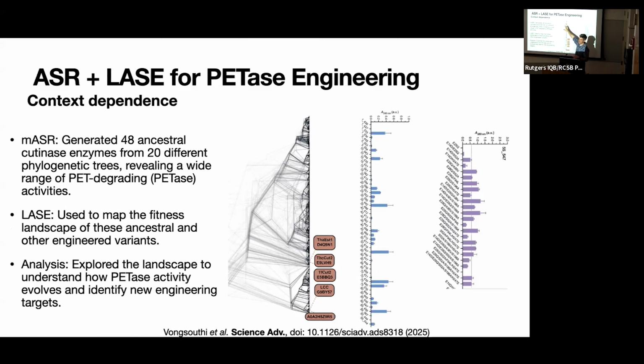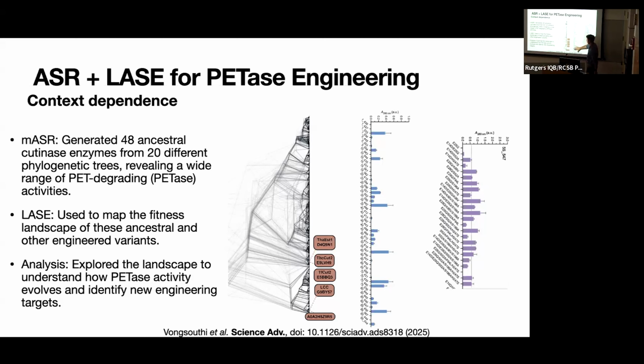They're completely different enzymes, completely different substrates. This is one of these plastic degrading enzymes. So again, wanted to look at context dependence. We used what we now call multiplex ASR. So basically just make a lot of trees, generate a lot of variance.